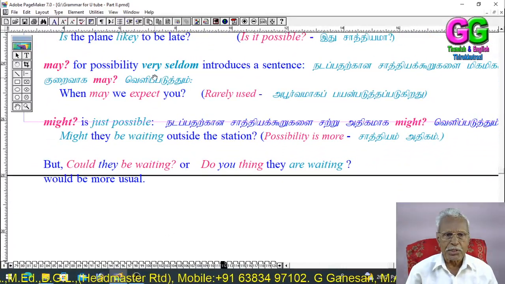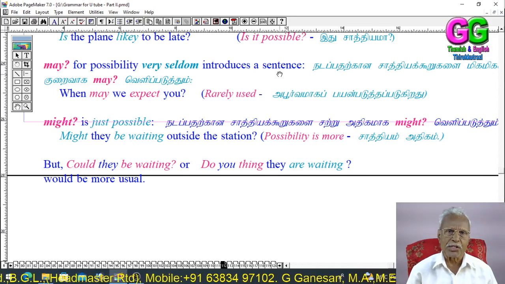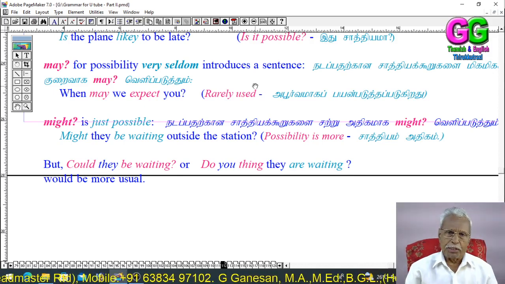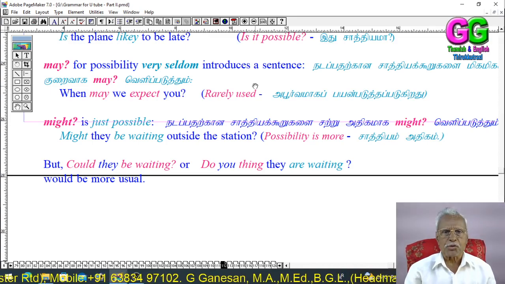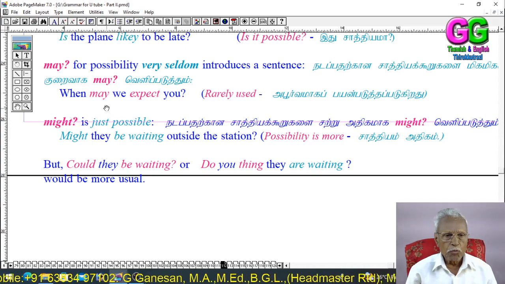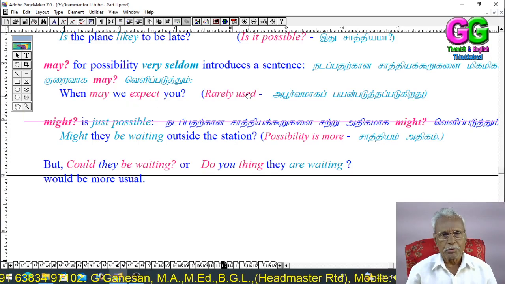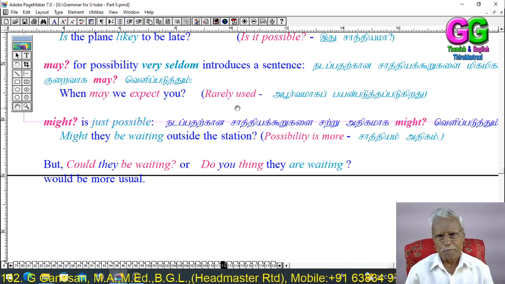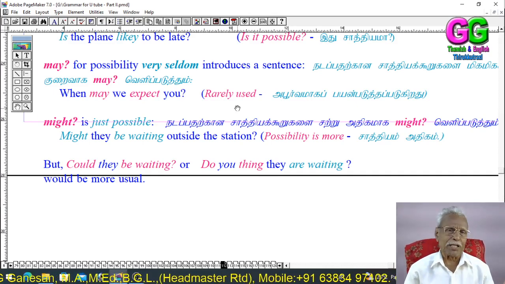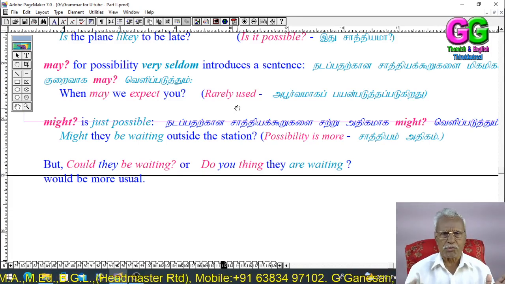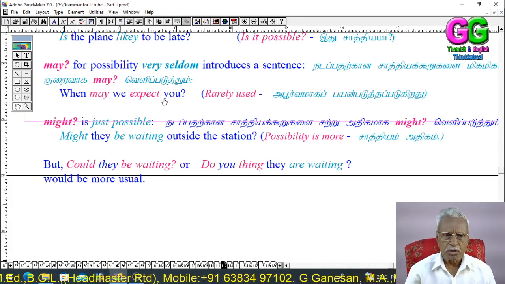May for possibility very seldom introduces a sentence. That is, to introduce possibility, may is seldom used. Who can write? When may we expect you? Rarely used. We can say it, but it is not in use. It very seldom introduces a question because it is not used.